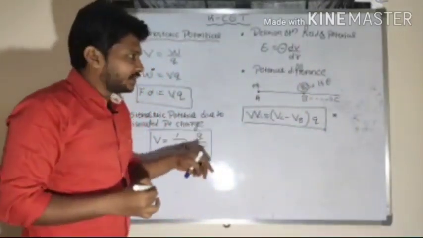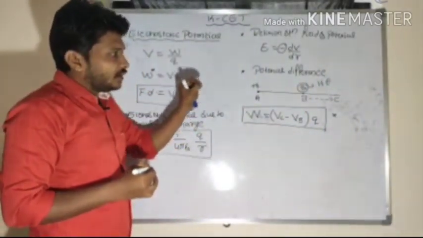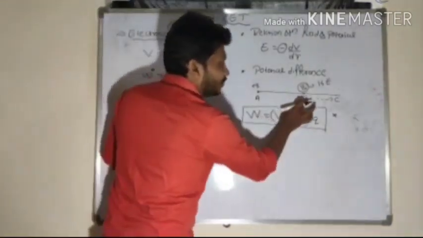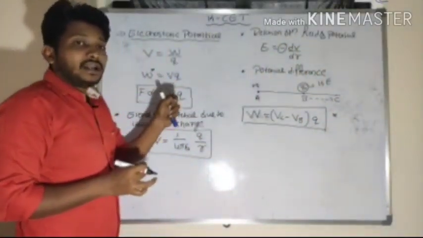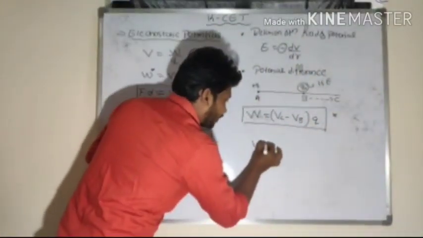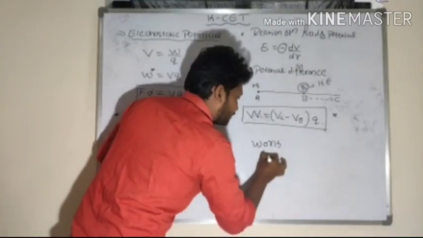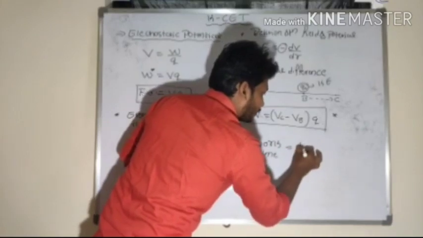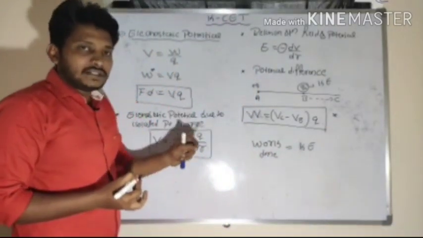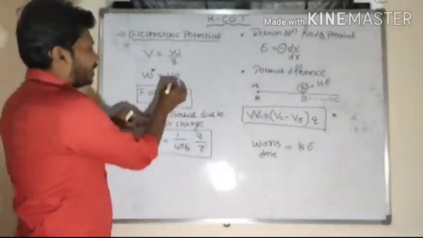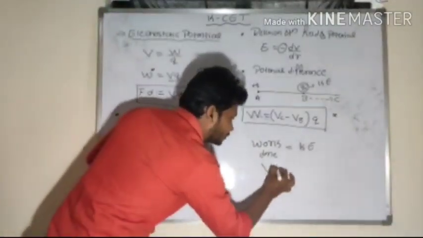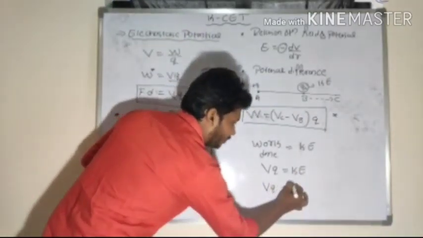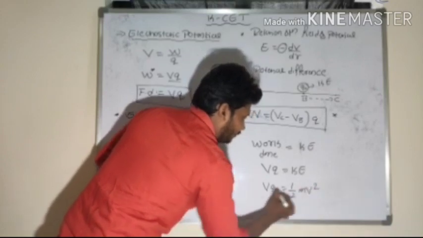Next, if the charge Q naught is released from point B, it gains kinetic energy and moves from B to C. From the work energy theorem, work done is equal to change in kinetic energy. Work done I can consider as V into Q, so V into Q is equal to kinetic energy. I know the kinetic energy formula: half m v square.